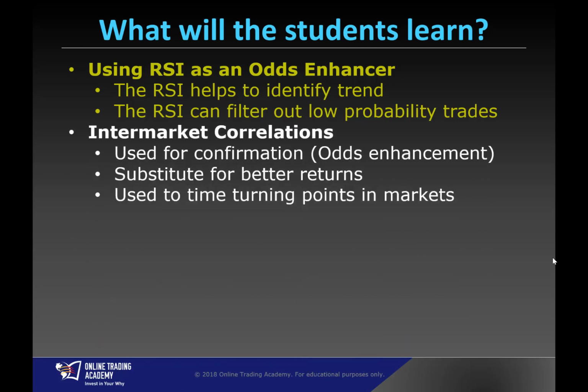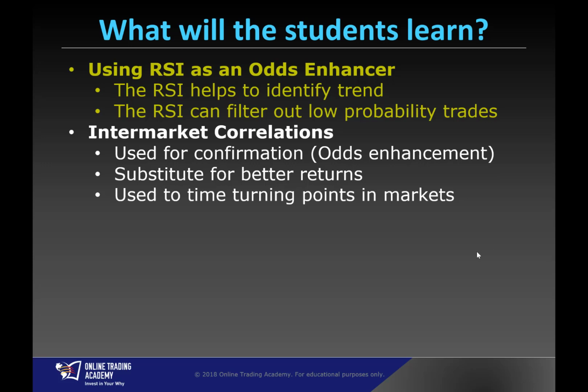Intermarket correlations is something that's very, very overlooked. Intermarket correlations allows you to get higher probabilities of success in your trades because you can look for related securities offering confirmation or an odds enhancement when it comes to your trades. You can also look to see what securities might be substituted in order to get a better rate of return using less capital. And probably one of the most important things you can do with the intermarket correlations is timing trend reversals. When you look at correlated securities, when those correlations start breaking down, that's usually a signal that a trend change is imminent.